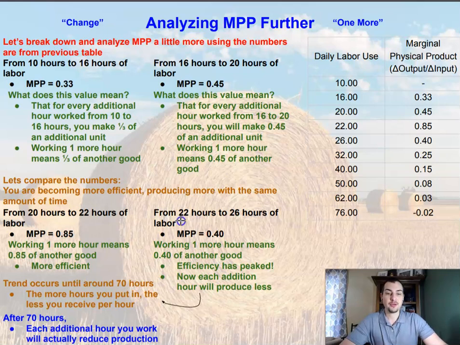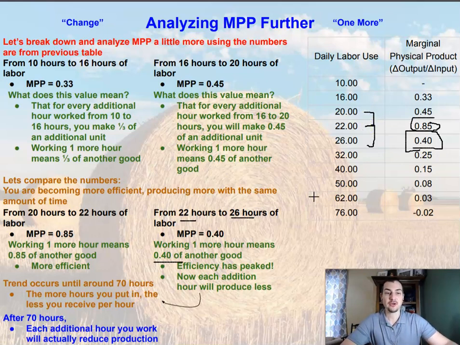So what about if you're producing from 22 to 26? So we increase from here to here. Well, if you're in that time span, what's happening? Your marginal physical product is actually going down. So working one more hour means you're producing 0.4 of another good. Your efficiency of additional hours has actually peaked at this point in time and is beginning to decrease. Now each additional hour is going to produce less than what it did between the 20 and 22 aspect.